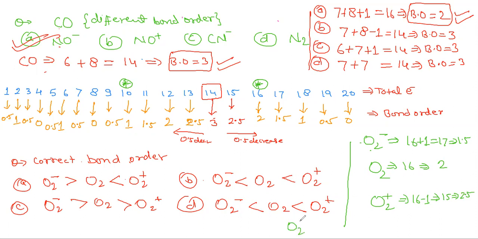Just O2 positive, then O2, then O2 negative. This is the correct order. Now you see O2 positive, O2 and O2 negative, answer B is correct. This question was asked in the NEET 2015. Now come to the next one, just one more question, which was asked in the NEET 2012.